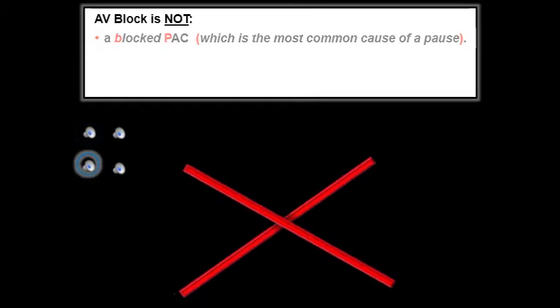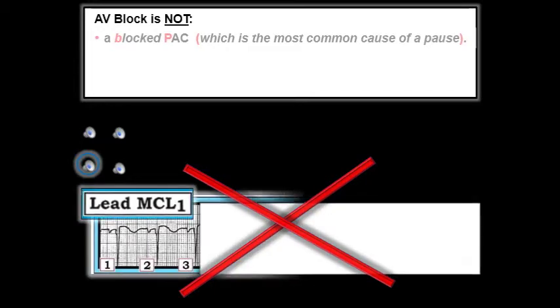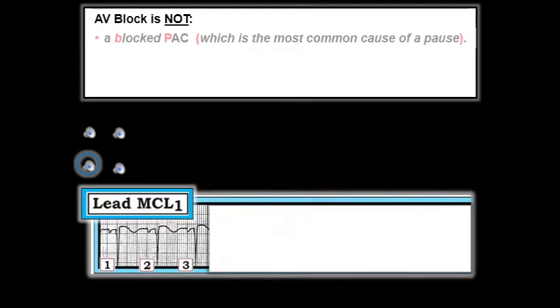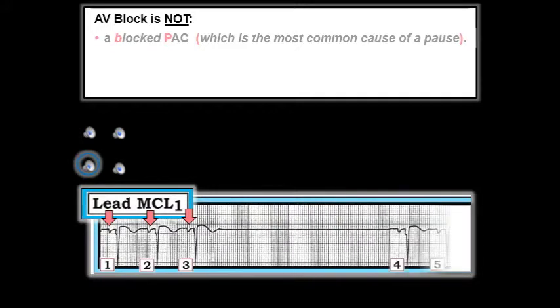Before getting into what AV block is, I'd like to show one more example of what AV block is not. In this right-sided MCL1 monitoring strip, the rhythm begins with 3 sinus-conducted beats, red arrows. What happens after these 3 sinus-conducted beats? An extended pause is seen that lasts for more than 4 seconds. That said, this is also not AV block because no sinus P waves occur where they should occur during this extended pause. We can easily recognize that this rhythm is not AV block because regular P waves are not seen.